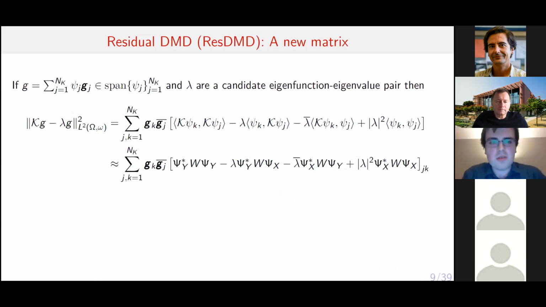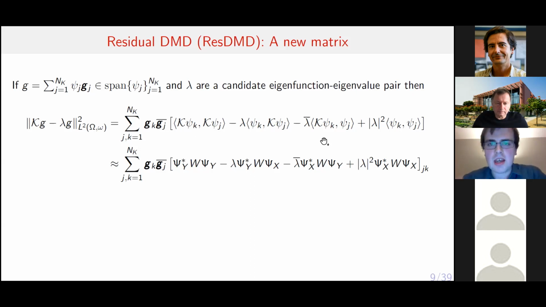Well, I'm going to introduce something called residual DMD, or ResDMD. And the idea is really simple. Suppose I have an observable G that lives inside the span of my dictionary, so the expansion here, and lambda. And suppose that this is a candidate eigenfunction eigenvalue pair. Then a good way of approximating how close they are to an actual eigenfunction eigenvalue pair is to look at this squared residual. And you can expand this out in terms of these 4 inner products.